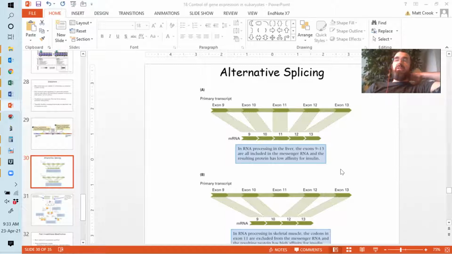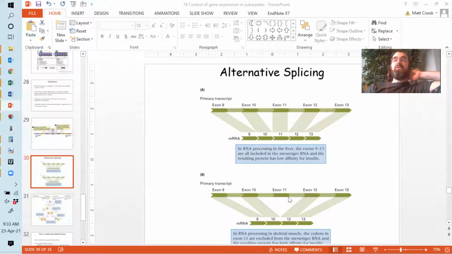And so now we generate a mature transcript, which will be translated, that only has 9, 10, 12, and 13, as well as 1 to 8, presumably. So we no longer have exon 11. And exon 11 presumably contains part of the protein which decreases its sensitivity for insulin. Because when you splice that out, the resulting protein has a high affinity for insulin, which is very different.